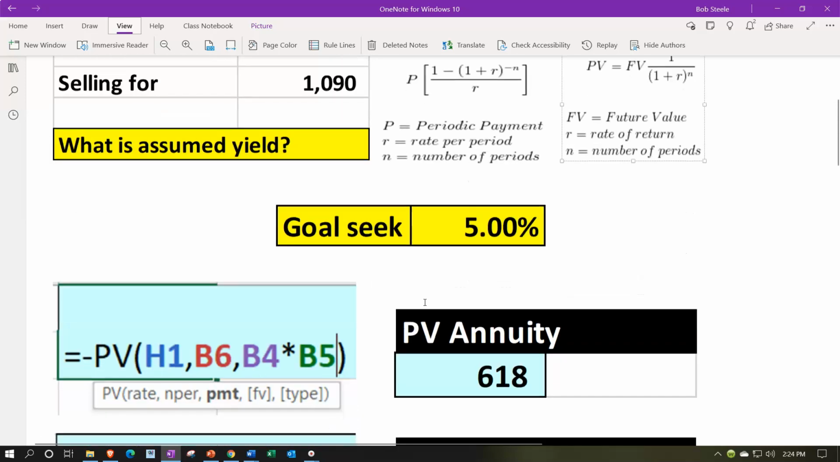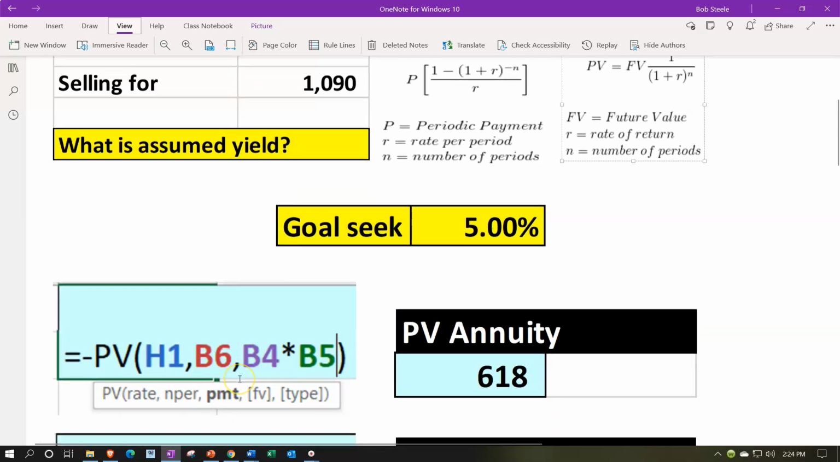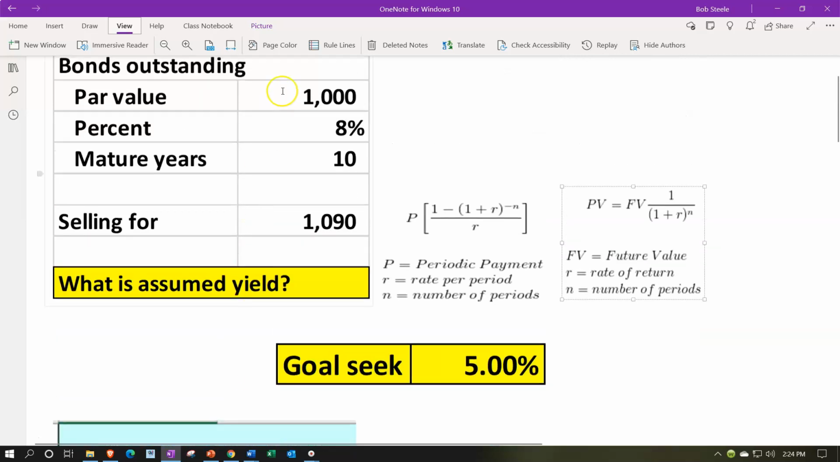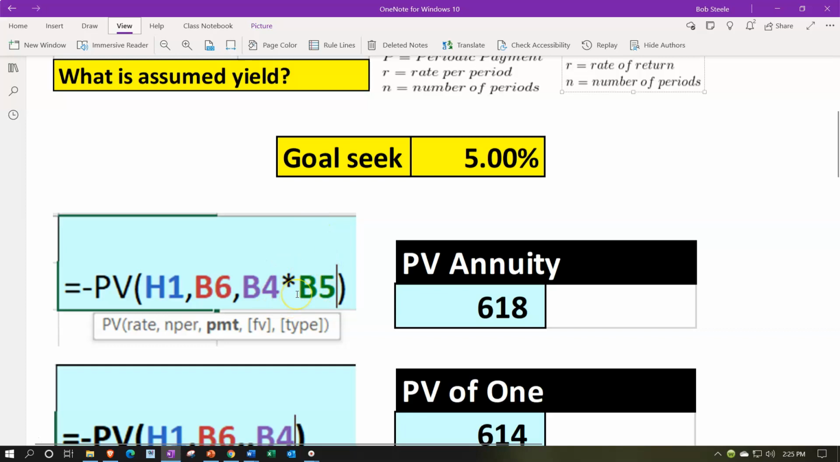If we do these calculations with Excel, we could do the present value here, the present value of the annuity, assuming a rate, which is guessing a rate of 5%. The present value calculation then being the rate, which we're going to assume of that 5%, comma, number of periods, which would be the 10, comma, the payment, which would be the 1,000 times the 8%, because it's the annual payments. That's going to be this component.